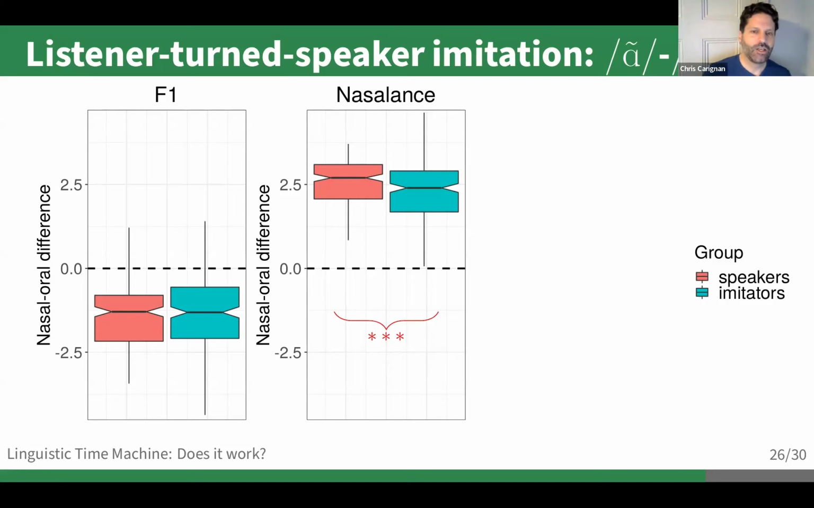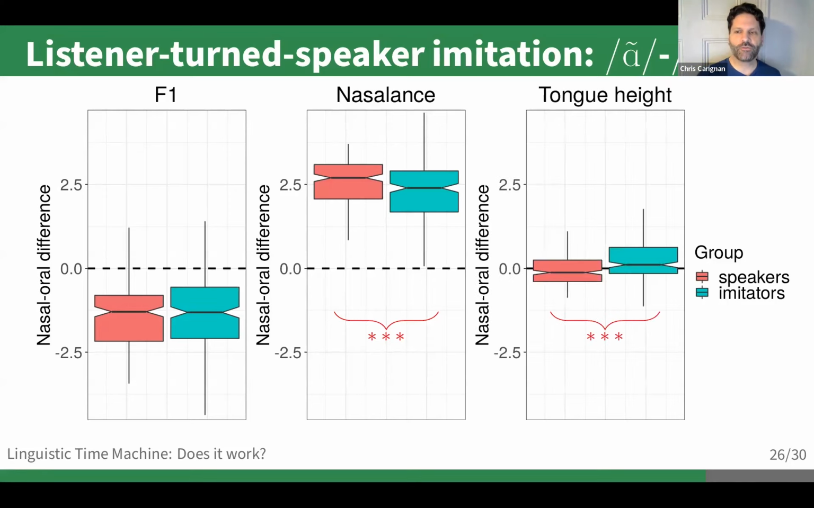Okay. So then you're probably all wondering, what about tongue height? So tongue height, first of all, there is a significant difference between the speakers and the imitators in this direction. So the speakers had a lower tongue position for the nasal ah compared to ah than the imitators did. But importantly, you can see that these are sort of hovering around 0. And a post hoc test revealed that actually both of these were significantly different from 0.